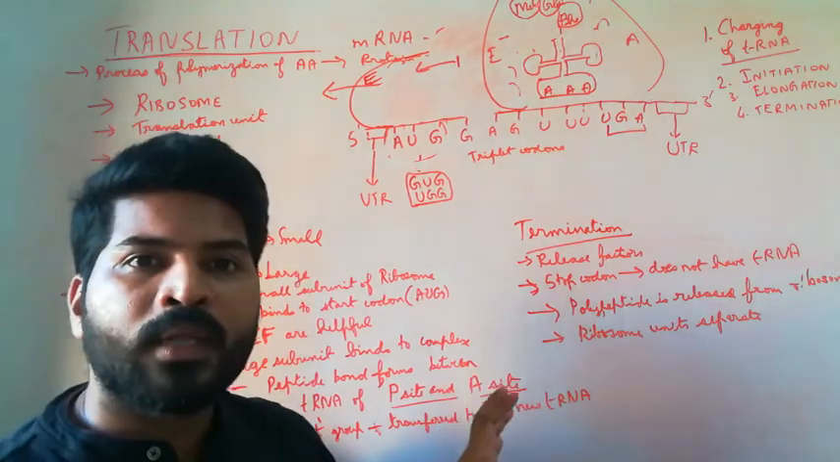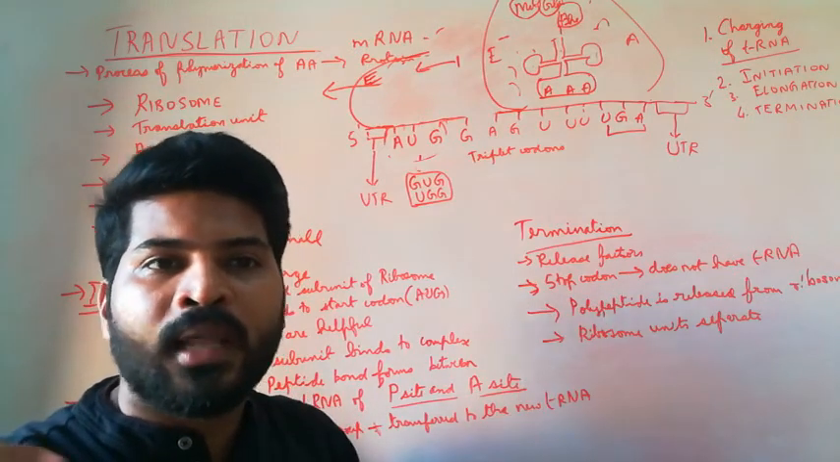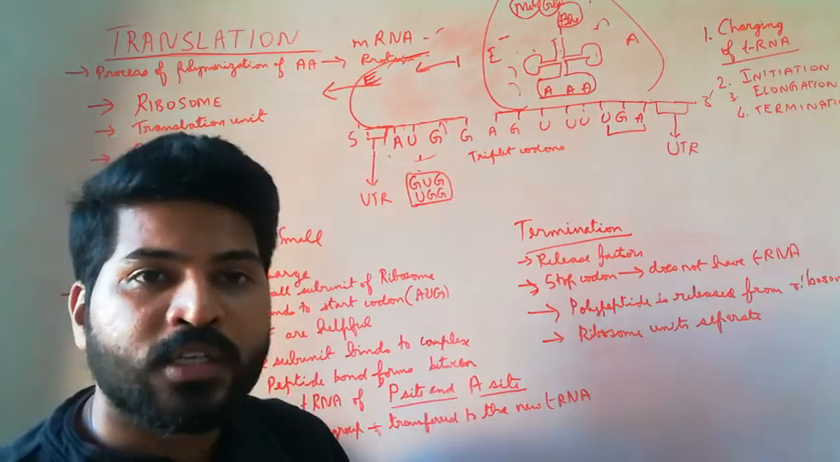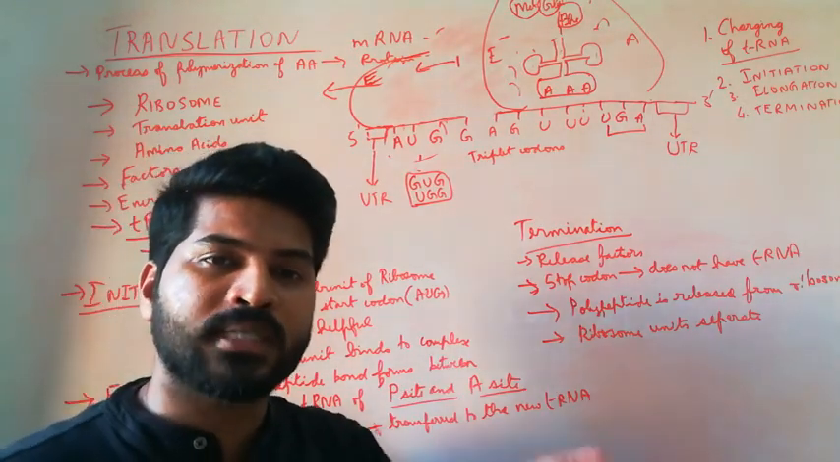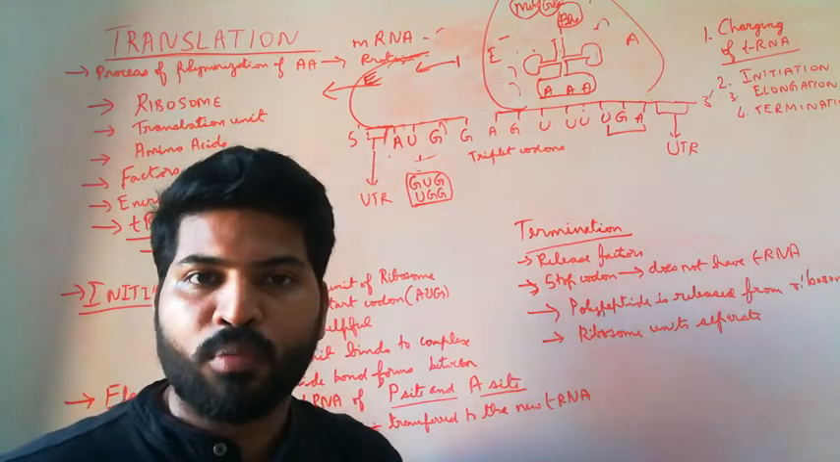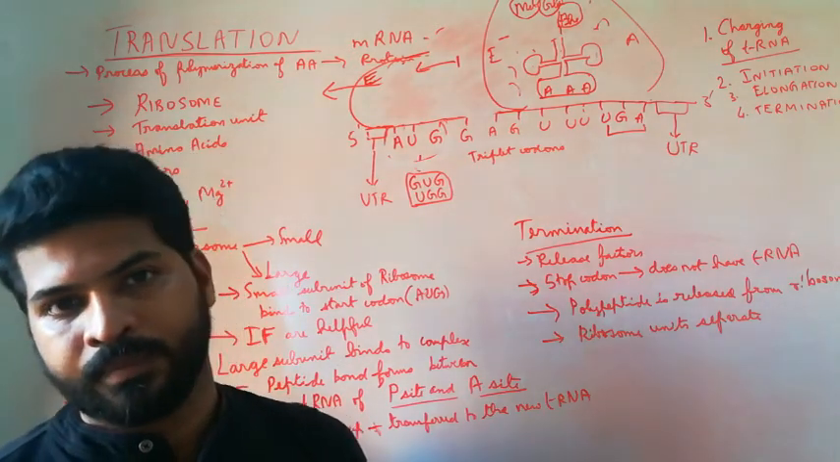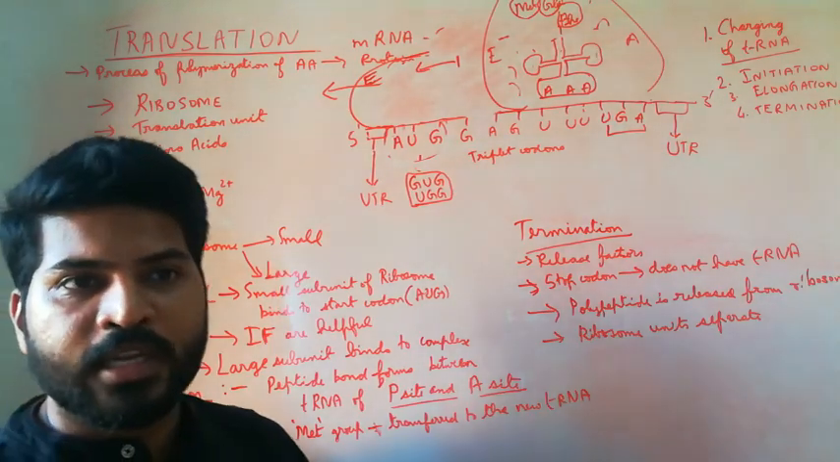This protein formed has a primary structure, it is in linear fashion. These proteins can undergo modifications, that is, they can undergo secondary structure, tertiary structure, and the proteins so formed are sent from the endoplasmic reticulum to the Golgi bodies for modifications, and from here they are transported to different parts of the cell. That is the process of translation.